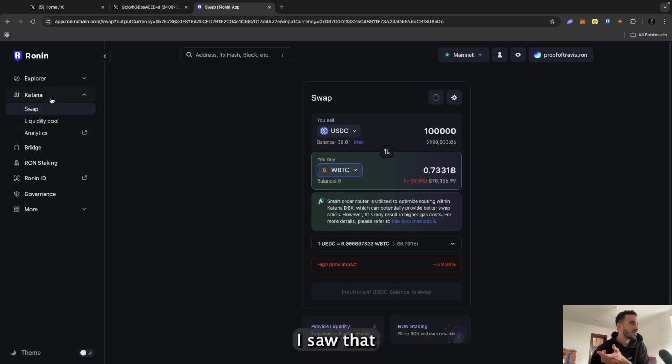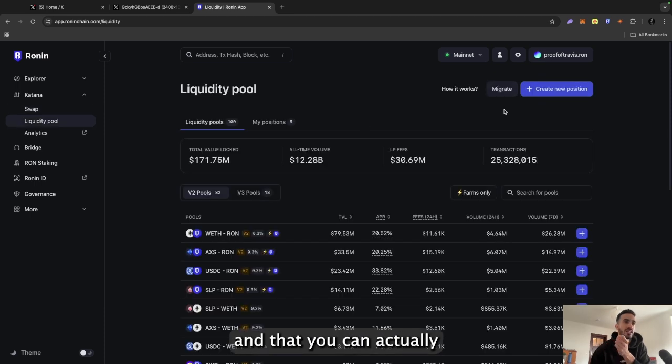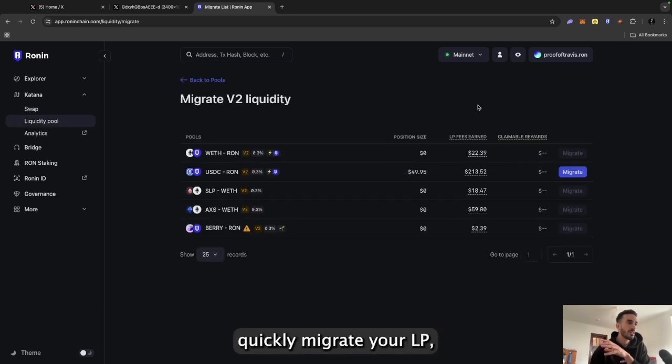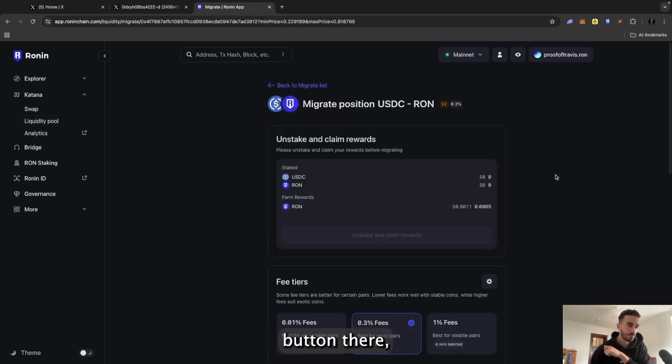Besides that, I saw that there's a pretty cool feature for liquidity pools, and that you can actually quickly migrate your LP directly from V2 to V3. I've never seen this before, but I thought this was pretty cool, so I wanted to test it out. I put about $50, and there's the little migrate button there.